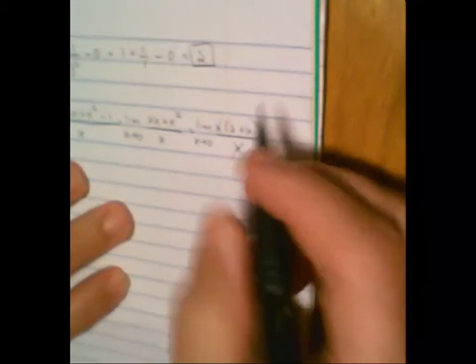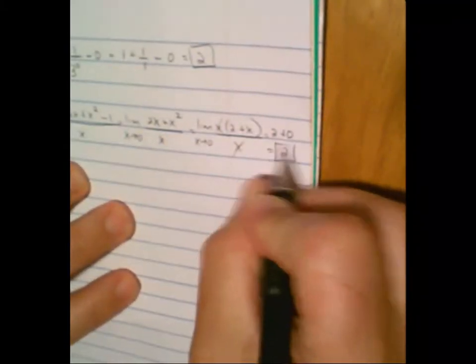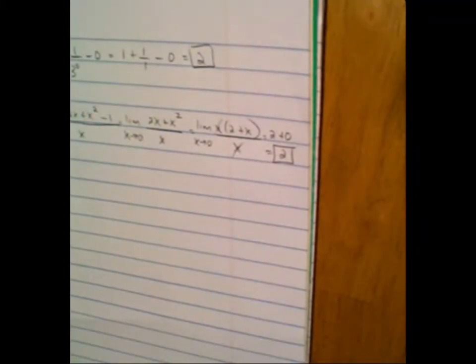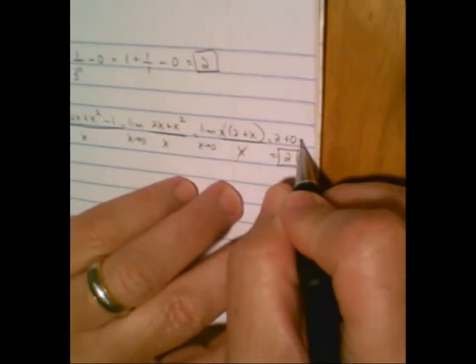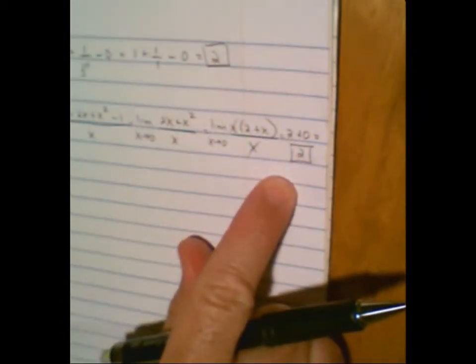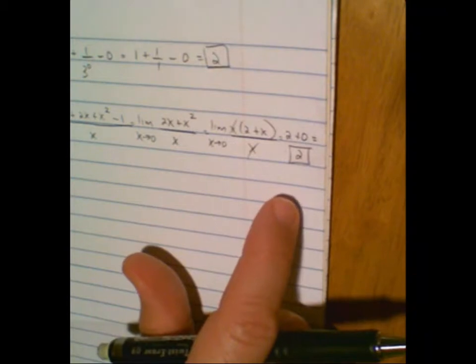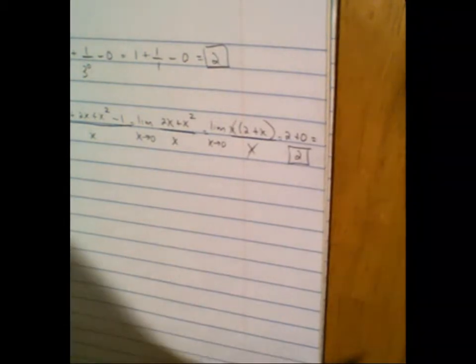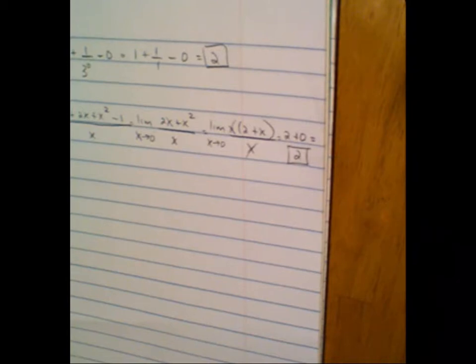I'm going to plug in the 0. 2 plus 0 is equal to 2. Okay, that was number 3. You can pause it at any time and look, okay? After number 3, we go on to number 6.